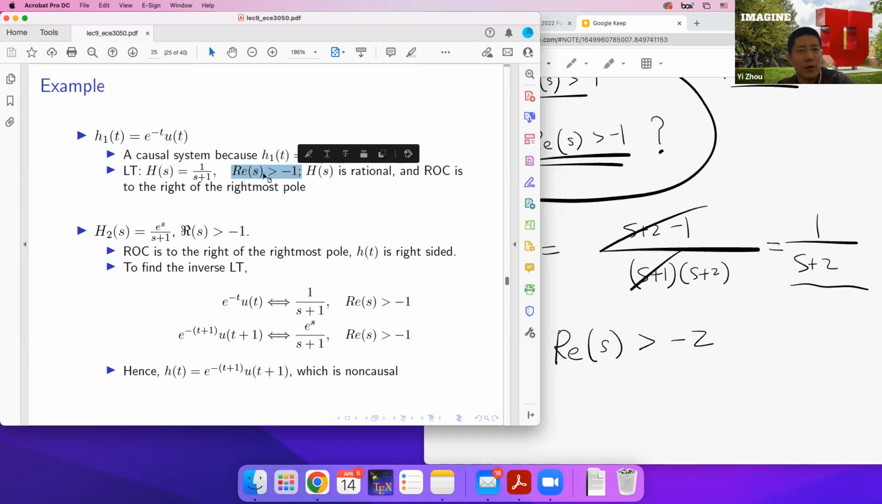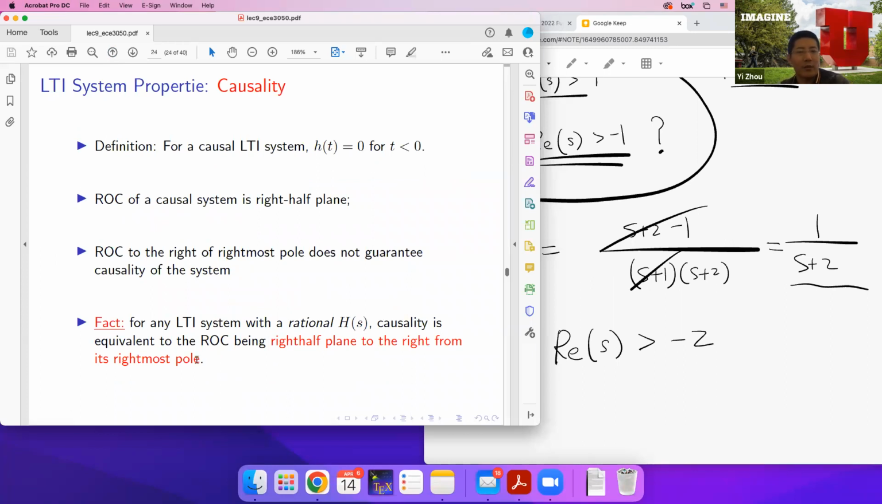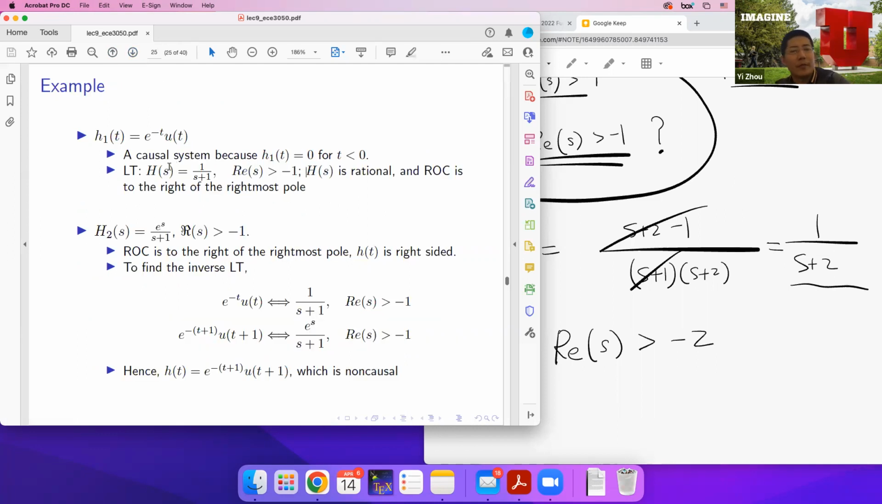Which is indeed the case, it is to the right of the single pole, the only pole, negative one. So this is the only pole, which is also the rightmost pole. Therefore, all these conditions are satisfied. All the conditions in this fact are satisfied. We have a rational Laplace transform, and the ROC is to the right of the rightmost pole. And then we can conclude that this system is a causal system. Right, this is consistent with the observation from the definition.